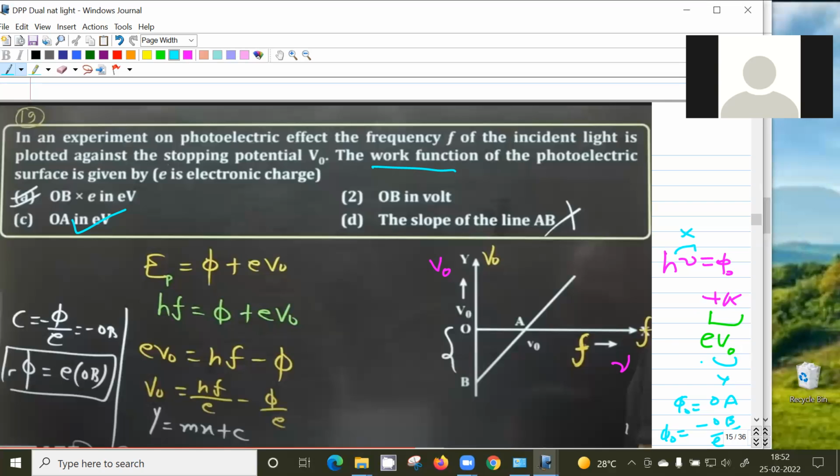So we have a plot between V naught on the y axis and nu on the x axis. To find phi naught, we can put y equal to 0, then it is the x-intercept, or we can put x equal to 0, so that is the y-intercept, E V naught. The x-intercept is E into V naught, so that divided by E will give me phi naught. So the correct option is option C.